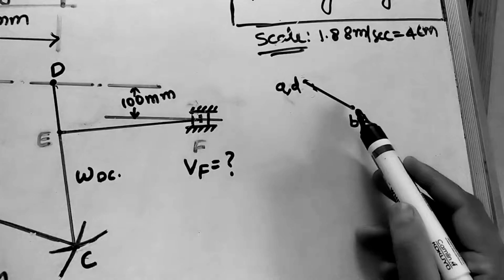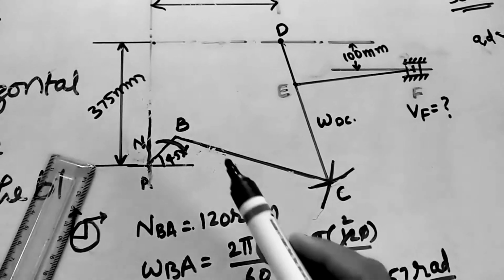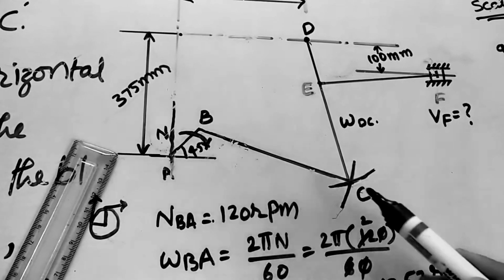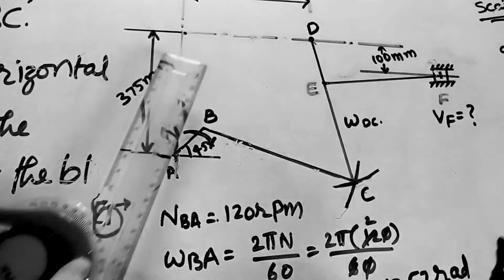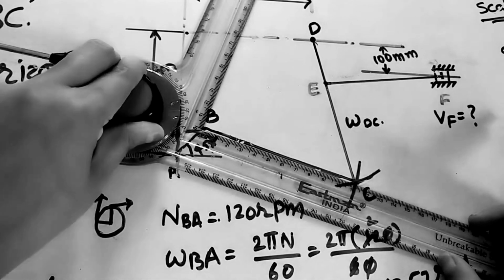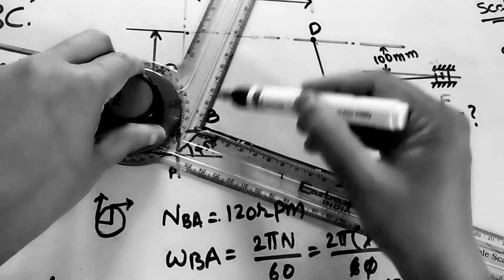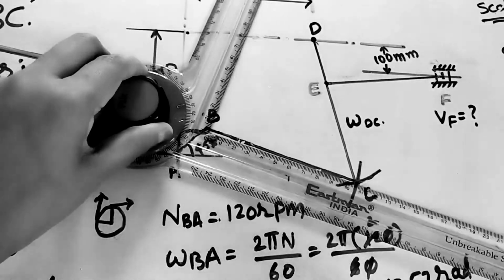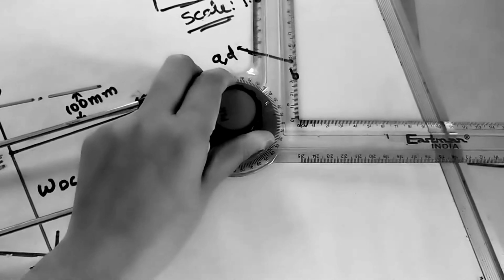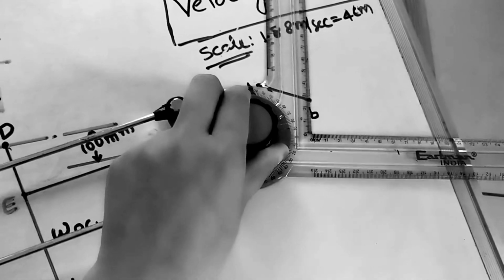After marking B, next from B we have to draw the velocity of the BC link. How do we find the velocity of the BC link? It is also perpendicular to this position. So this scale will show the velocity of BC. From B I will draw the line here.